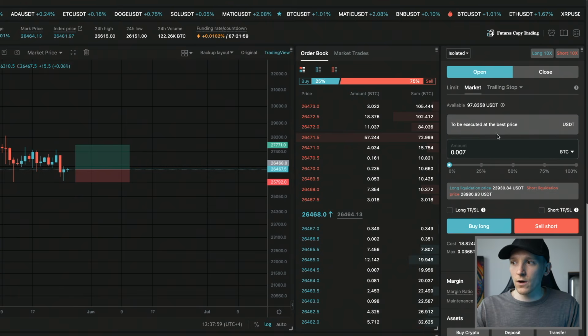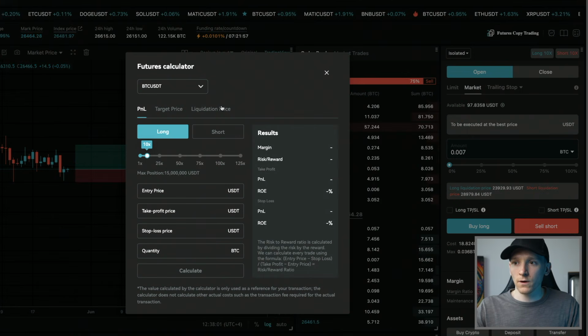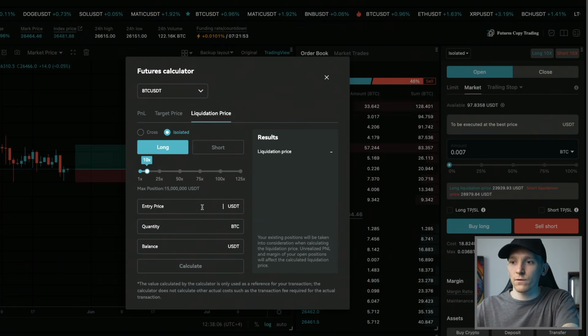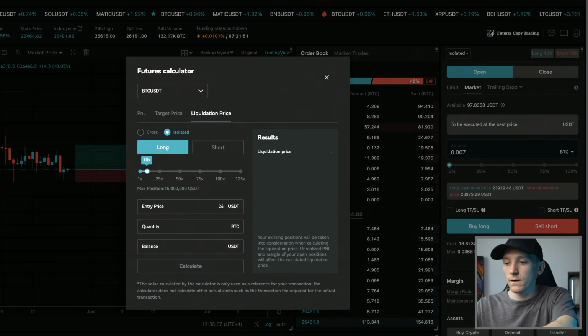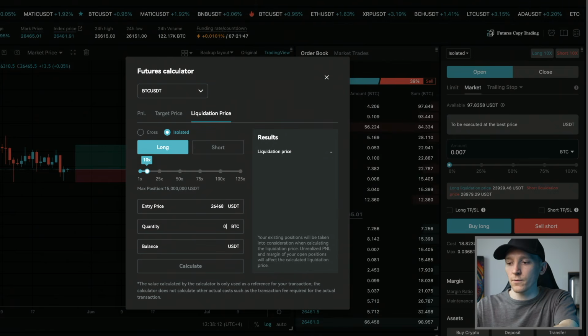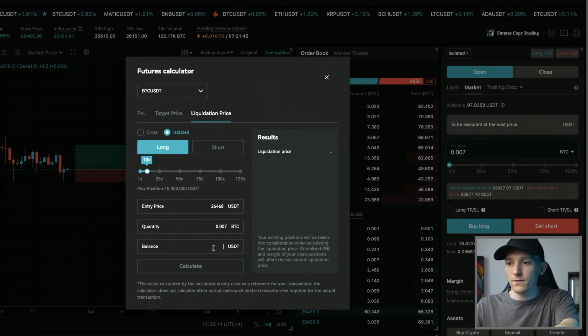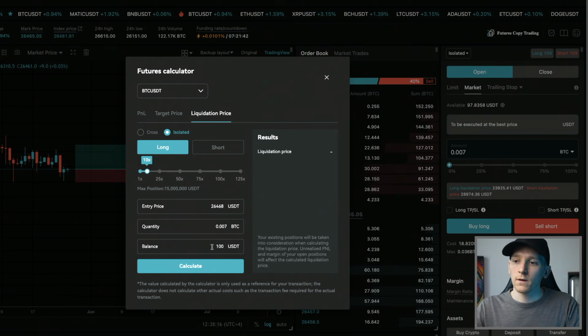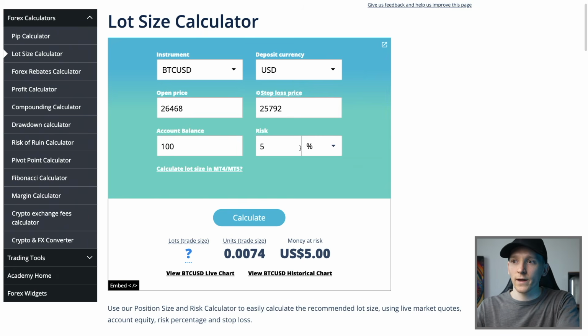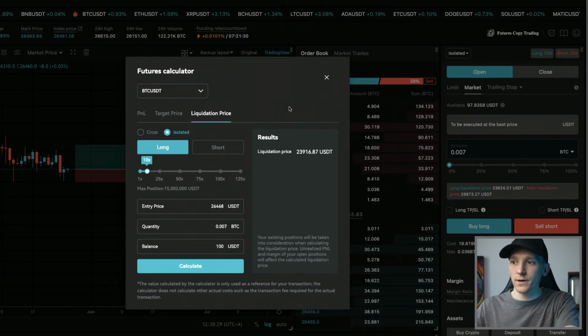So what we're going to do is go over to the trade calculator again, go to liquidation price. Entry price is exactly the same, 26,468. We have the quantity of Bitcoin, which we now know is 0.007, and the balance, we'll just put $100 on account. Calculate that. So the liquidation price on this long 10x leverage is 23,916. So again, it's still outside of our stop loss. So we know that we're stopping our loss before any potential liquidations.